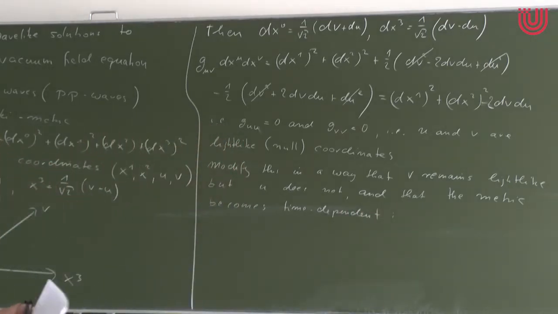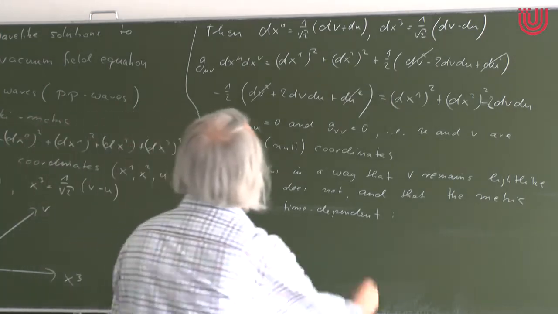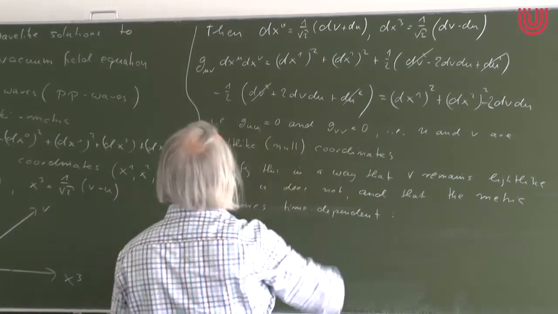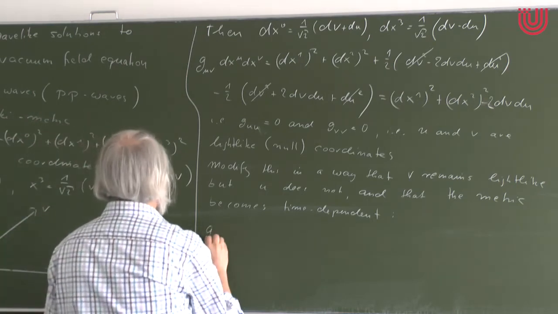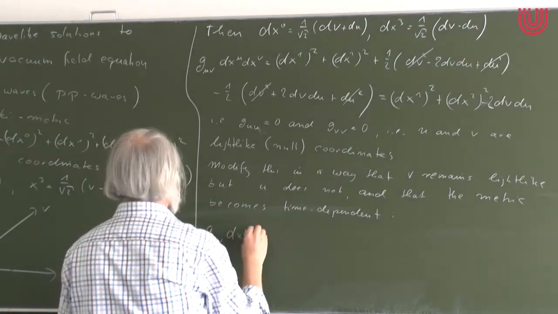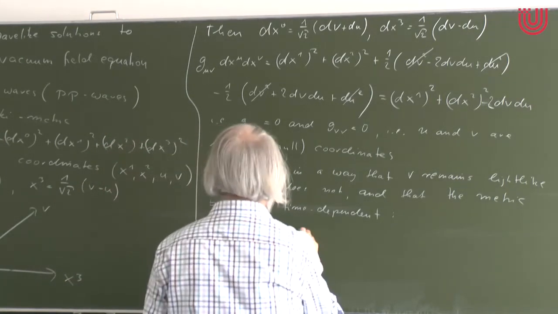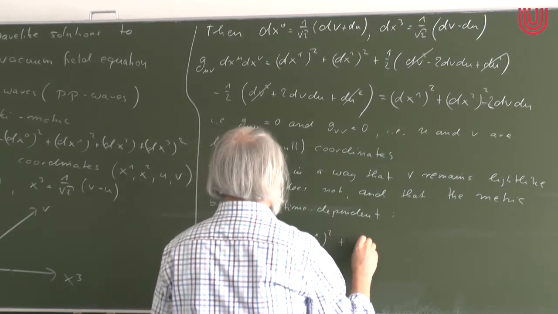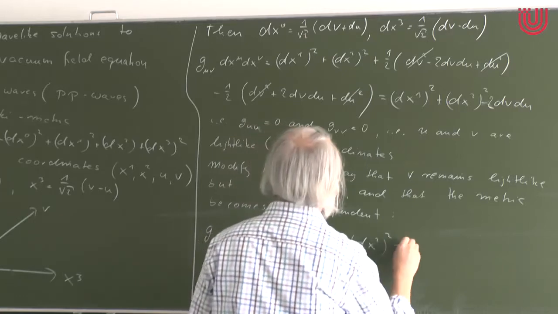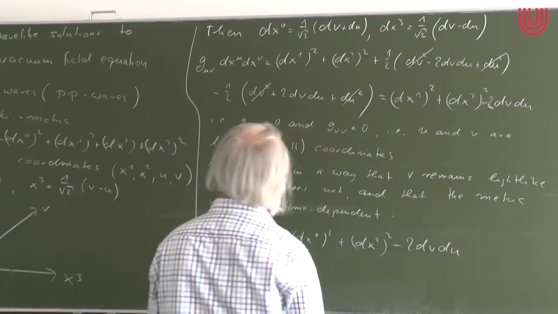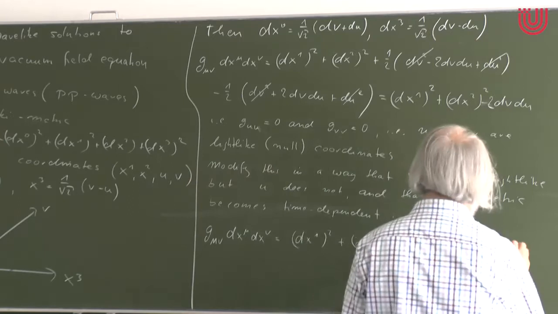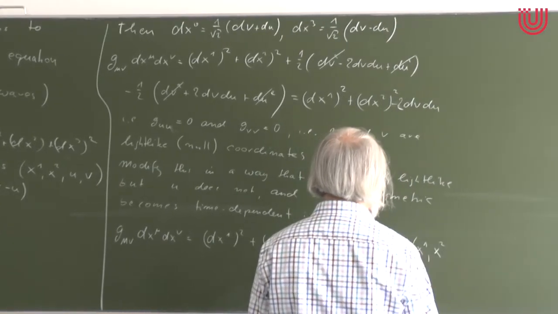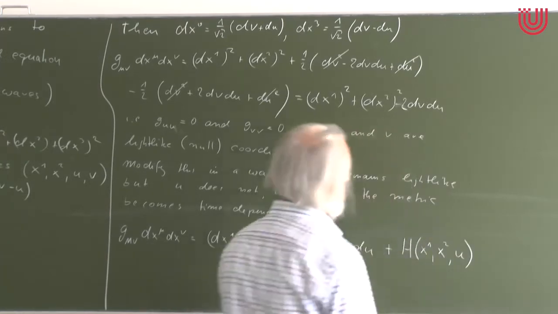Well, the easiest way is to add a term which does not affect this statement, but it is allowed to modify this statement. So what we will introduce is something proportional to du squared, and this will give us a desired time dependence. So the ansatz for the metric is dx1 squared, nothing happens here. dx2 squared, nothing happens here. And this term, nothing happens. And now we get a new term. And there comes a coefficient, which I call capital H. It is very common to call this capital H. It may depend on x1, x2, and on u, but not on v, times du squared.